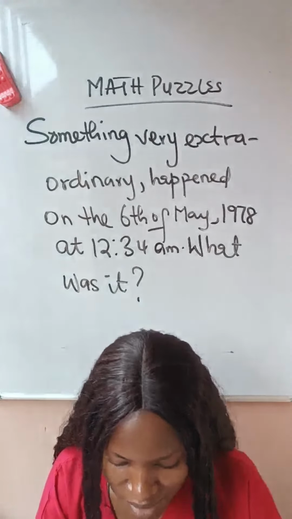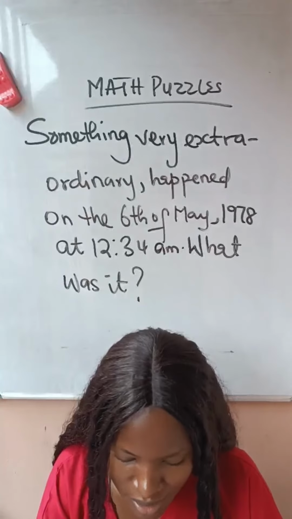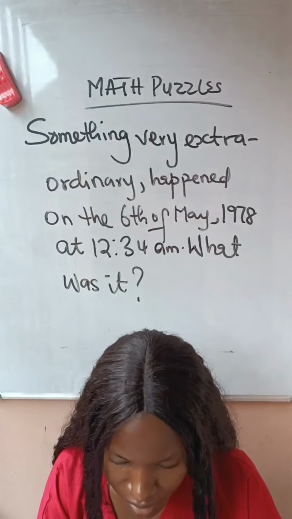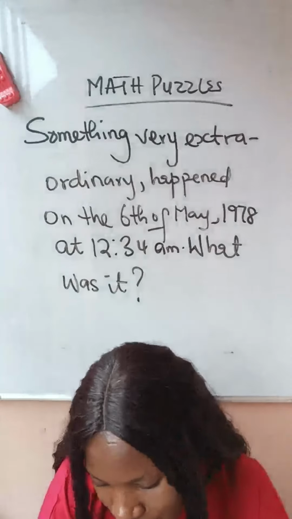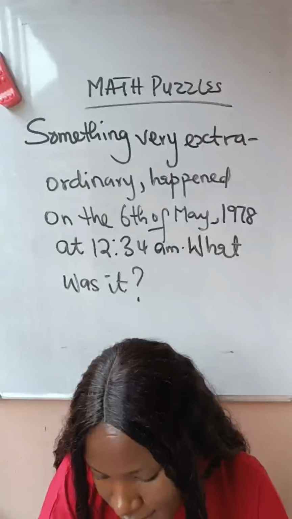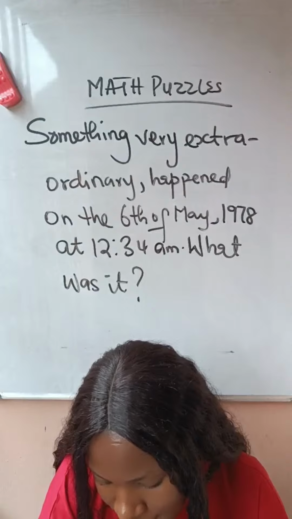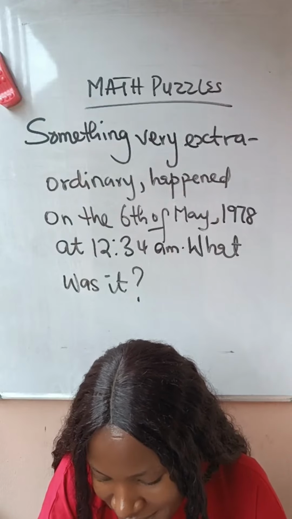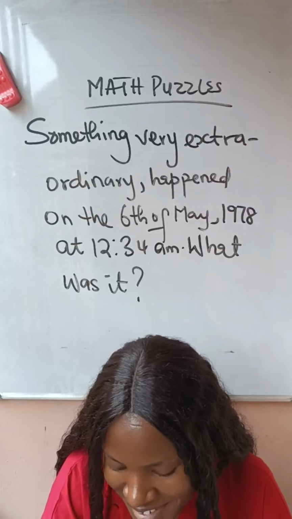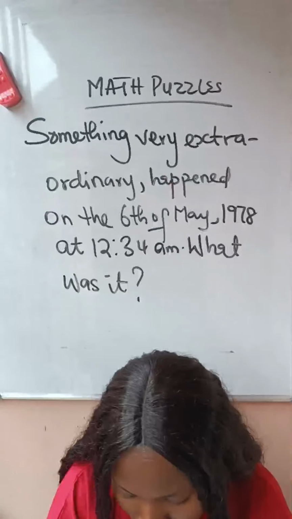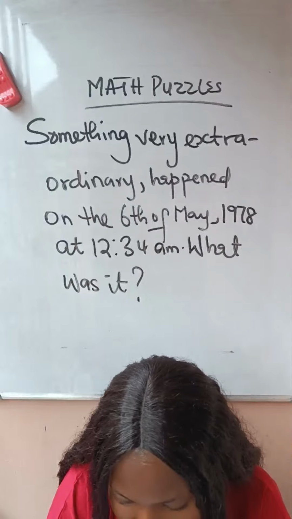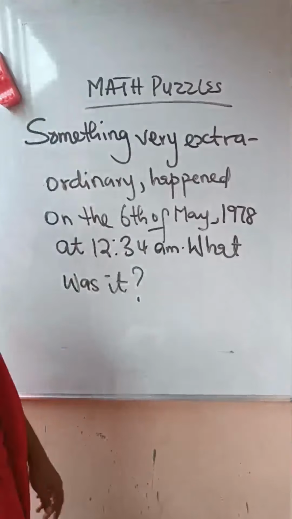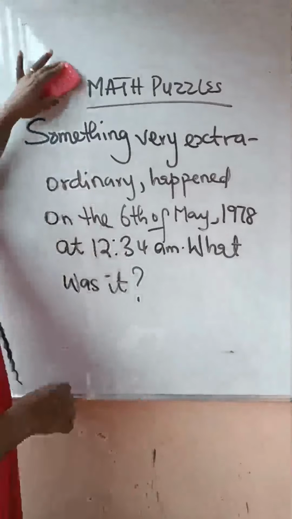Something extraordinary happened on the 6th of May, 1978, at 12:34 a.m. What was it? 4 twins. What do you mean by 4 twins? Were you there? If you were there, tell us so that we know.